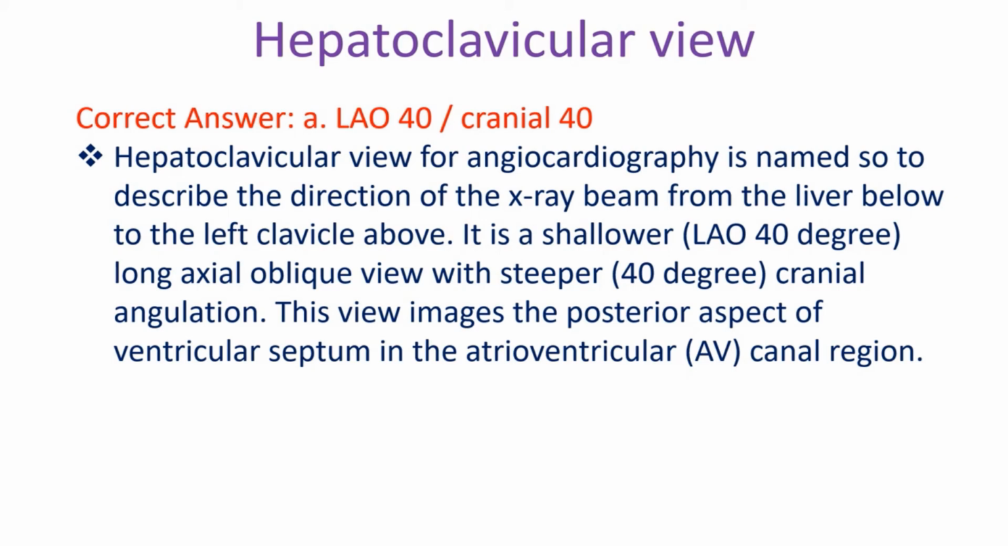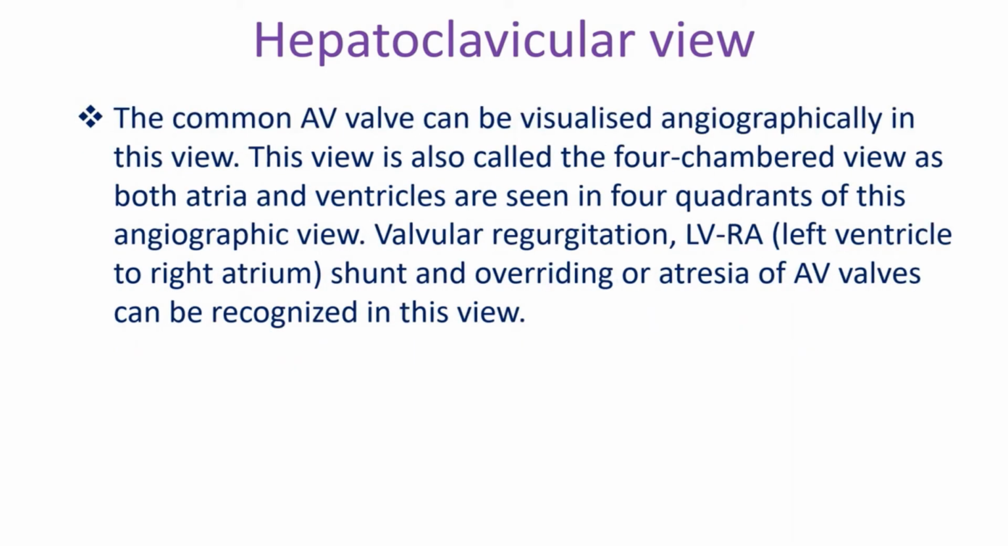It is a shallower long axial oblique view with steeper cranial angulation. This view images the posterior aspect of the ventricular septum in the atrioventricular canal region. The common AV valve can be visualized angiographically in this view. This view is also called the four-chambered view, as both atria and ventricles are seen in four quadrants of this angiographic view. Valvular regurgitation, LVRA (left ventricle to right atrium) shunt, and overriding or atresia of AV valves can be recognized in this view.